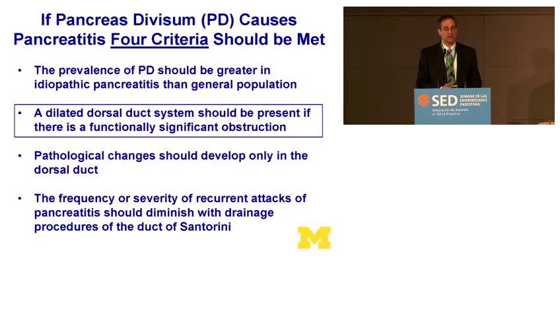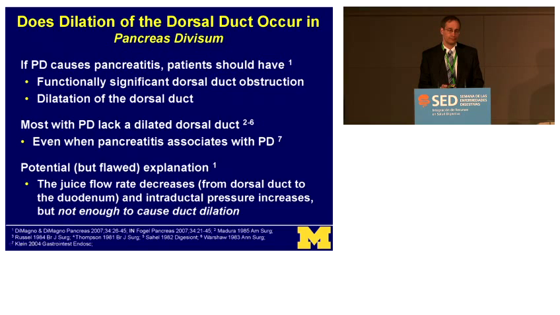The second criterion I examine is that a dilated dorsal duct system should be present if there is a functionally significant obstruction. Now, the point from this slide is that most patients lack a dilated dorsal duct, even when pancreatitis associates with pancreas divisum. A potential but flawed explanation is that the juice flow rate decreases and intraductal pressure increases, but not enough to cause duct dilation.